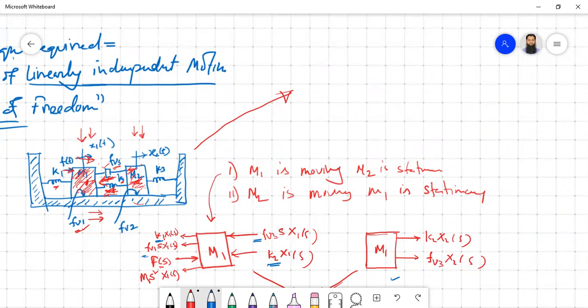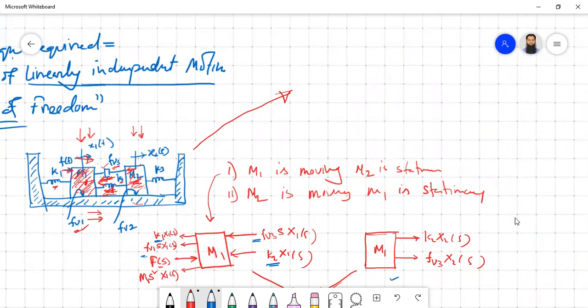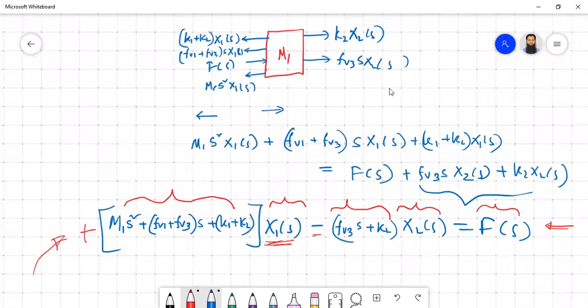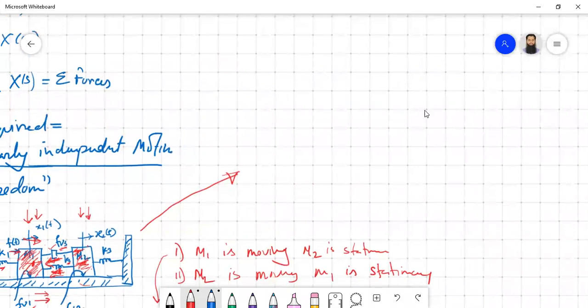The thing is similar to the electrical case. The loop that we are considering for that particular load, the loop sign is positive. The adjacent loop sign is negative. So a similar thing is also happening here. So this is for loop 1, or X1. Now we try to write for X2, or mass 2. So how can we write mass 2?